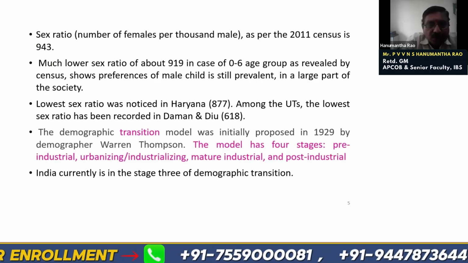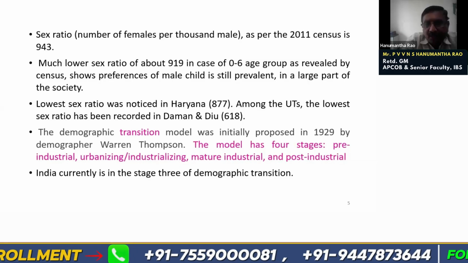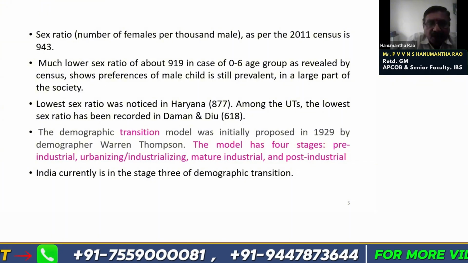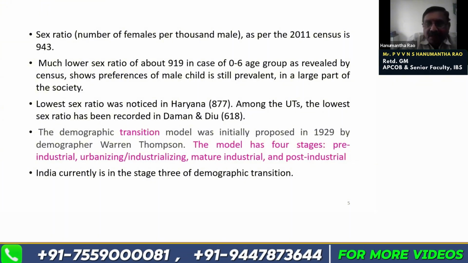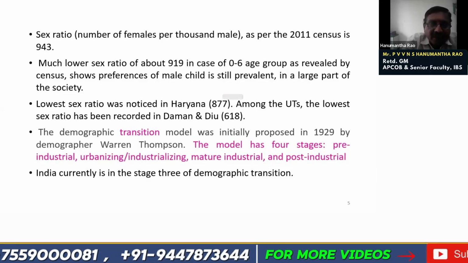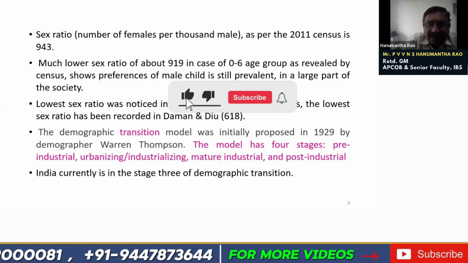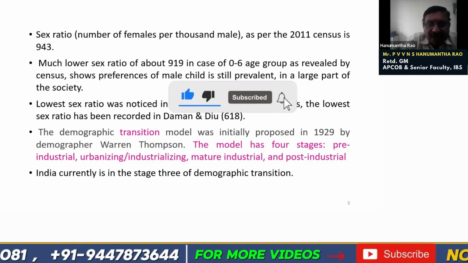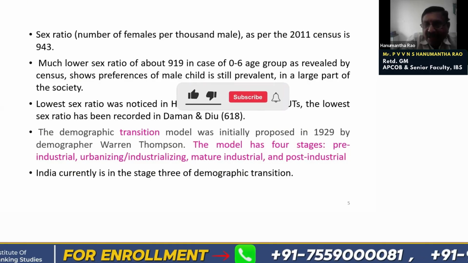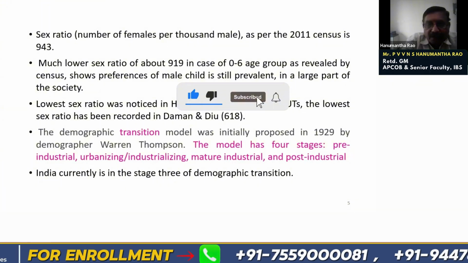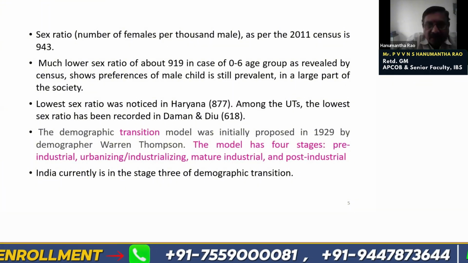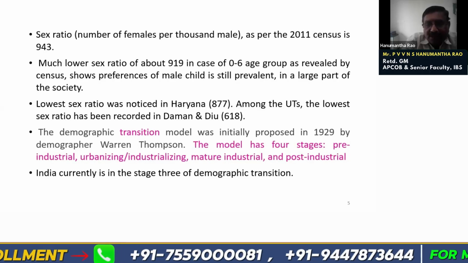With regard to the demographic transition model, it was initially proposed in the year 1929 by demographer Warren Thompson. Actually, this model had 4 stages: pre-industrial, urbanizing and industrializing, mature industrial, and post-industrial. So the demographic transition model is divided into 4 stages.